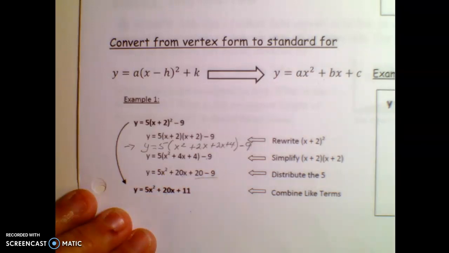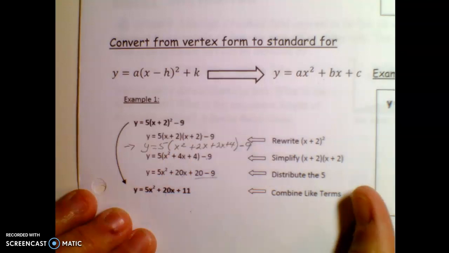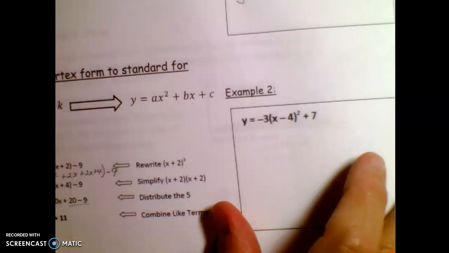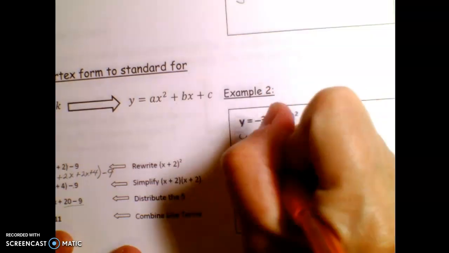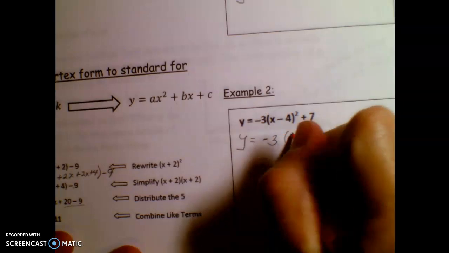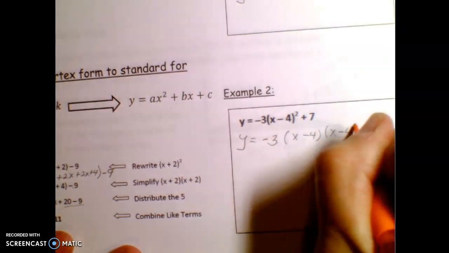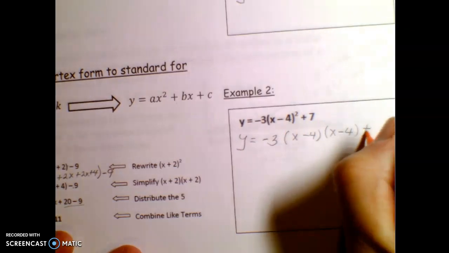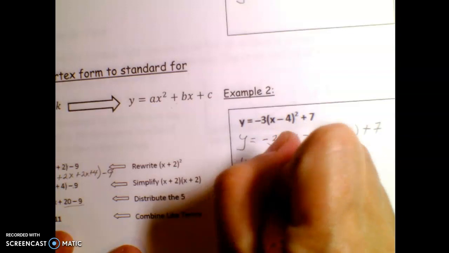So it's the same idea as before. The only difference is you have to realize that you're multiplying the same binomial. So let's go over here and try the same thing over here. So I'm going to do y is equal to, I'm going to bring down my negative 3. And now I'm going to rewrite this as x minus 4 times x minus 4, because we're saying x minus 4 squared plus 7. All right, I'm going to bring down my minus 3.